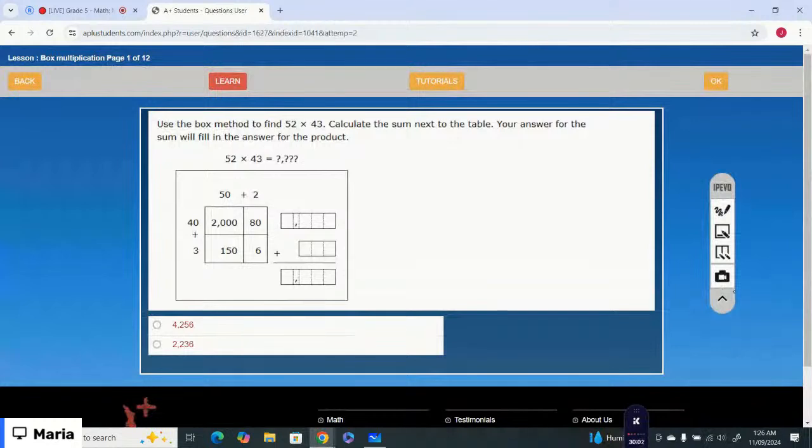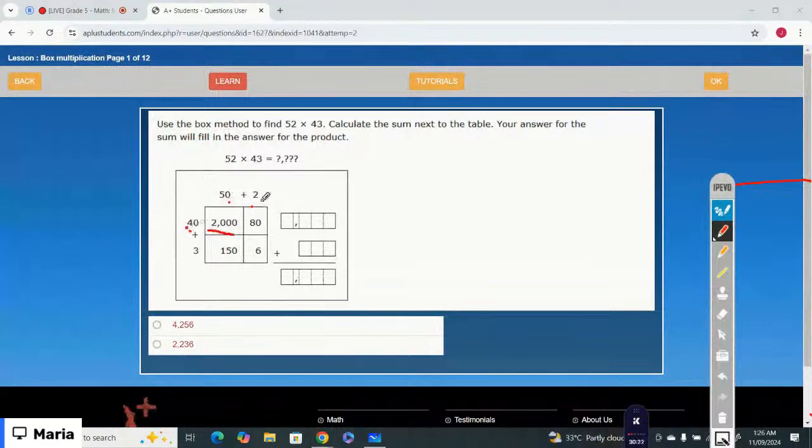Okay. You need to multiply 52 times 43 using the box method, right? So you have 50 plus 2 and 40 plus 3. So 40 times 50, it is 2000. Then 40 times 2 is 80. You have to add them. That is 2080.